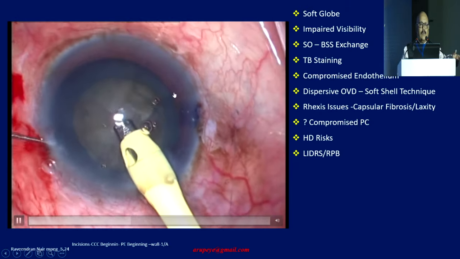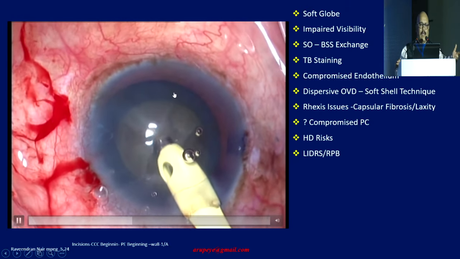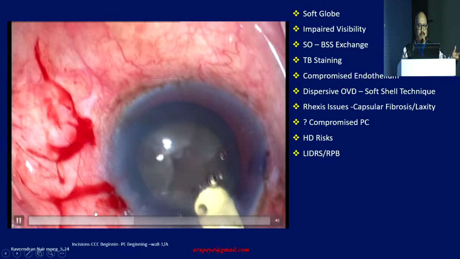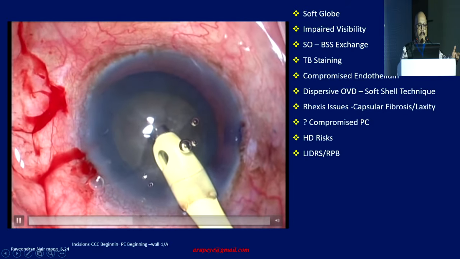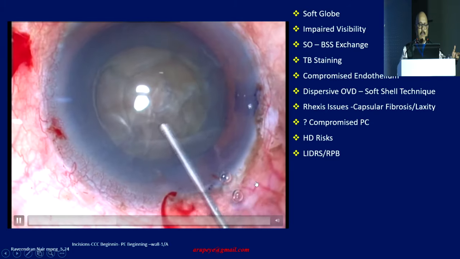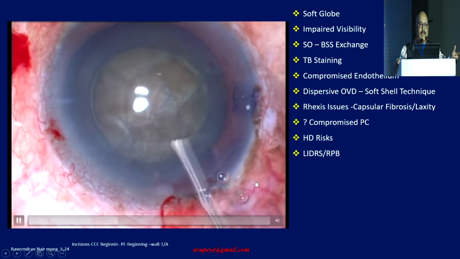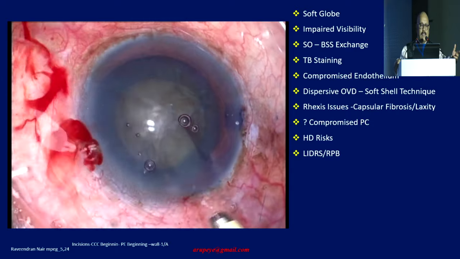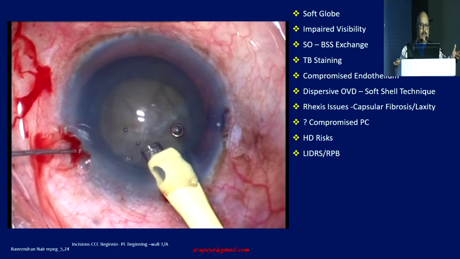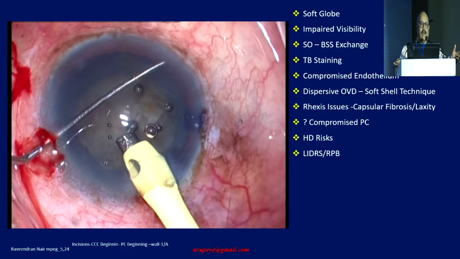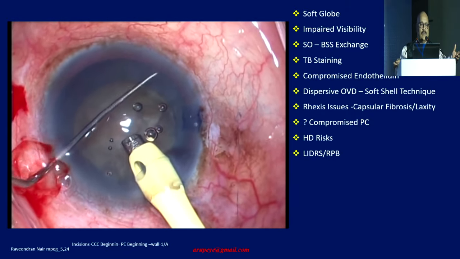With the Sinskey hook or maybe even with the phaco handpiece, you elevate. Let me show the step once again. Please elevate the iris, lift it off from the anterior capsule, so that there is no pressure gradient. As soon as irrigation starts, I've gone in a dry manner. Now my Sinskey goes in, raises the iris from the anterior capsule.